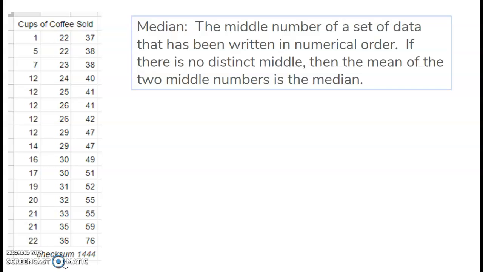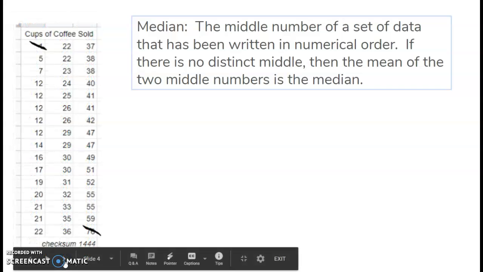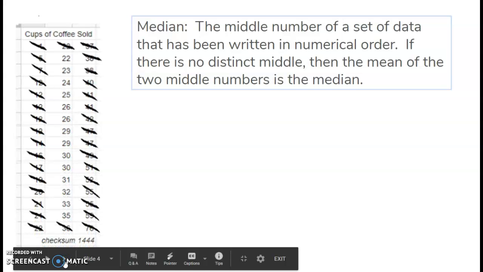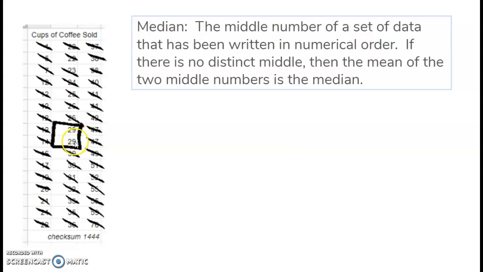So the first thing we're going to do is cross off our low and high numbers. So the 1's off, the 76 is off. And then we're going to continue the process. So we cross off 5 and 59, 7 and 55. So here's a whole bunch of them crossed off. And now I'm down to 22 and 35. So I'm going to keep going. One at the 20, I'll take one off the low end and one off the high end. And I'll keep doing that until I end up with these two 29s left here.